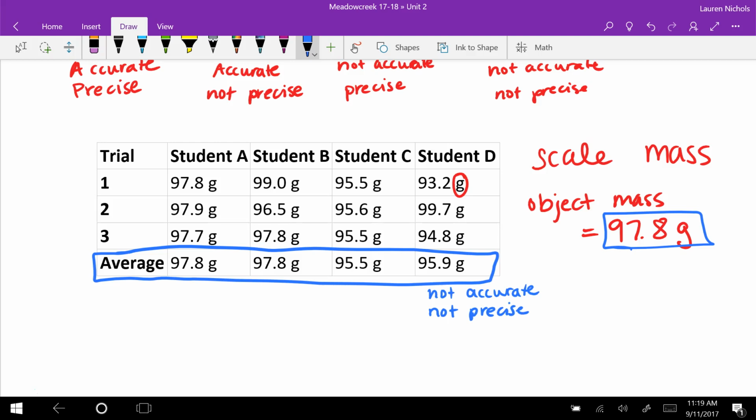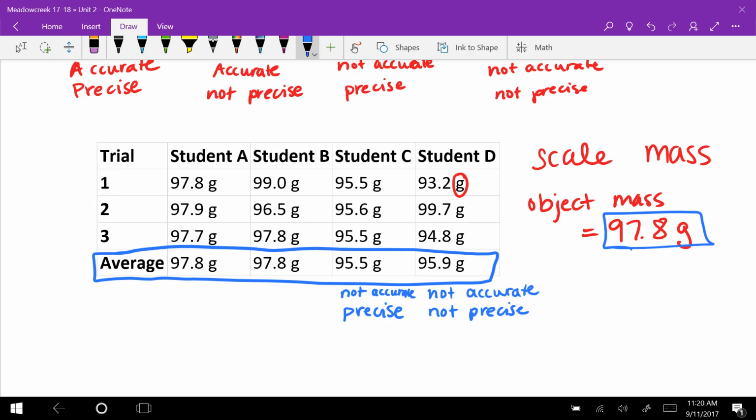Let's look at student C. Student C, 95.5 grams, 95.6 grams, 95.5 grams. Their work is very precise. Okay, all of their numbers are very close together. However, their average 95.5 grams is not close to our true value of 97.8, so they're still not accurate. This probably means that they were making a mistake and they were making the same mistake every time, which is better than making a lot of different mistakes inconsistently like student D.